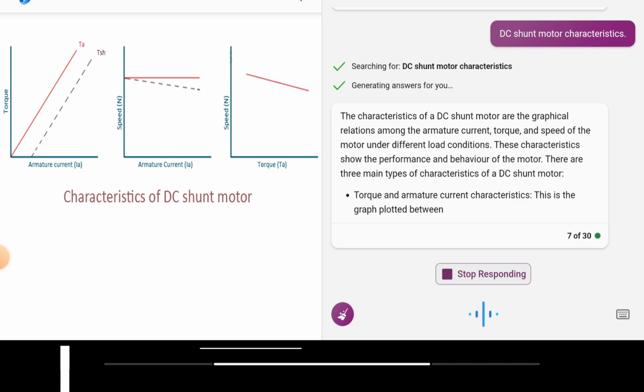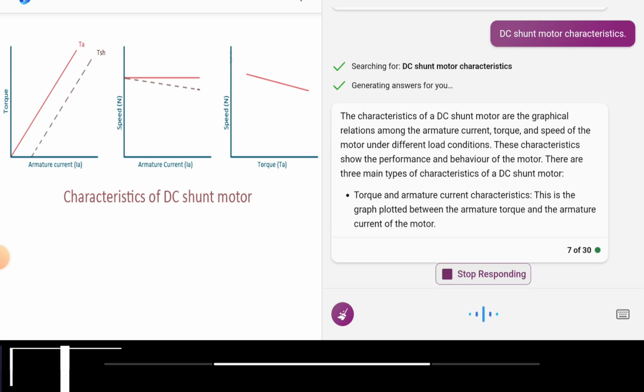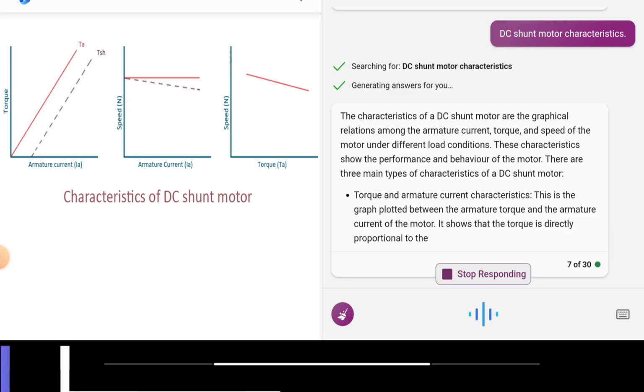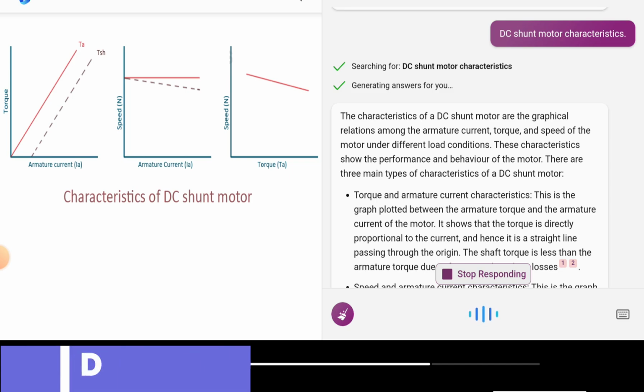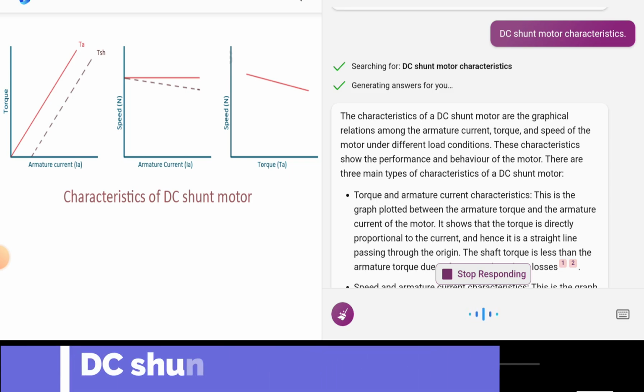The characteristics of a DC shunt motor are the graphical relations among the armature current, torque, and speed of the motor under different load conditions. These characteristics show the performance and behavior of the motor. There are three main types of characteristics of a DC shunt motor.